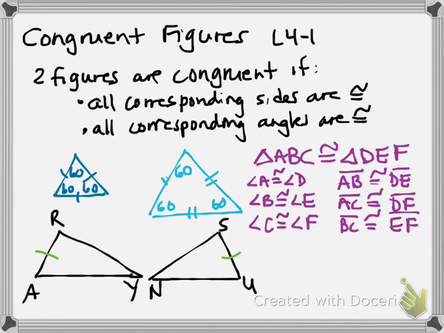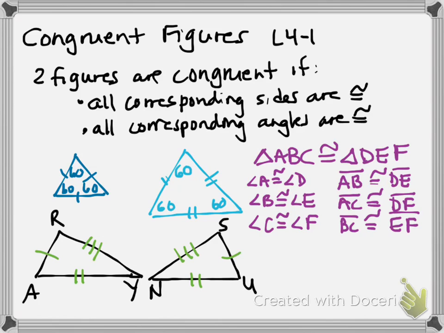So notice I have single tick marks for segment RA and segment SU. That's saying that those 2 sides are congruent. Okay? If I have double, so this says that segment AY and segment UN are going to be congruent. Okay? Now, it also tells me that AY and RA aren't the same. And then you might see 3 markings. So what that says is segment RA and segment SN would be congruent.